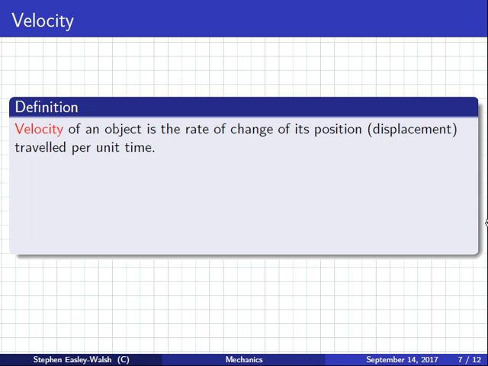I said it's the rate of change of position, also known as displacement, traveled per unit time. So I tried to avoid using the word distance because that's more tied to the definition of speed. So I went for position. Now, I just want to explain the difference between position and displacement. I'll go back to this in a moment, but just to draw the difference here.